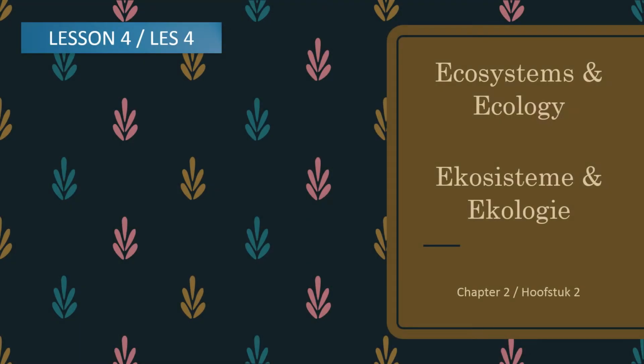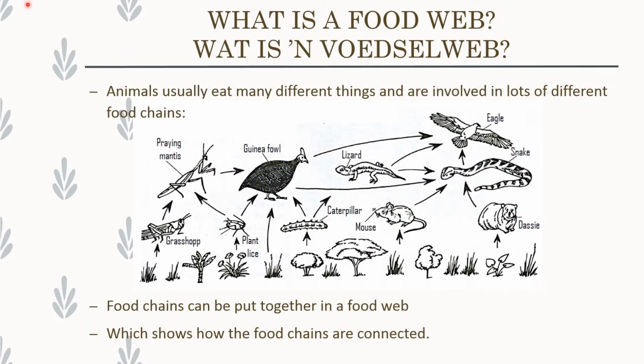Welcome back, grade 8. Today we are going to carry on with the food chains, and now the next level would be to understand a food web. So firstly, what exactly do they mean when they say food web? A food web is not just one food chain, but this is when many food chains are put together. Then we get something called a food web.